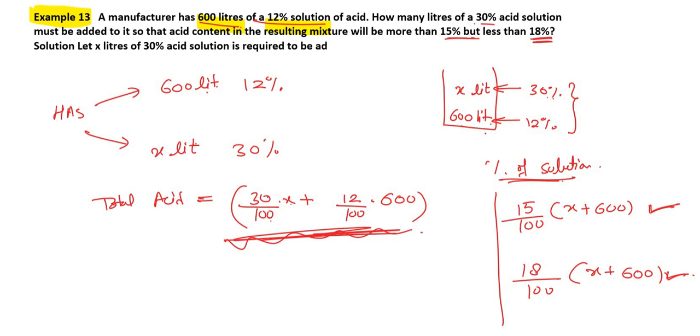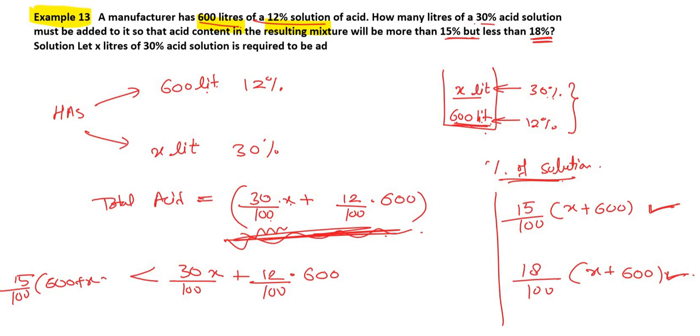So 30% of x is the amount of acid due to the x liters, and 12% is due to 600 liters. The total acid is this much. So 30 by 100 x plus 12 by 100 into 600 should be more than 15% of total solution, which is this, but less than 18%, which is x plus 600. That is what they are saying.